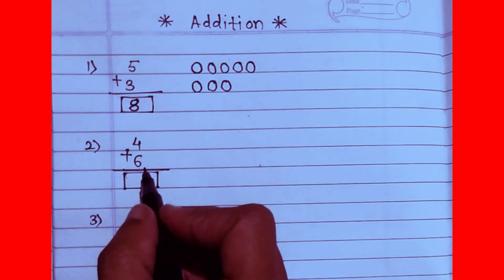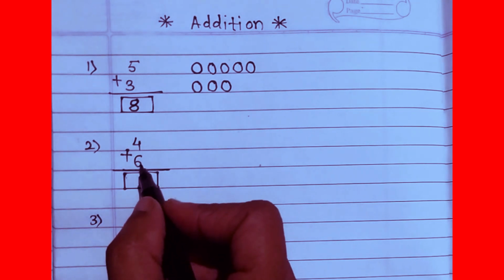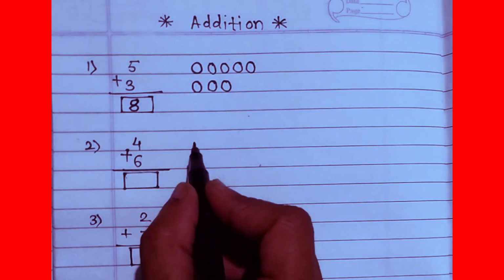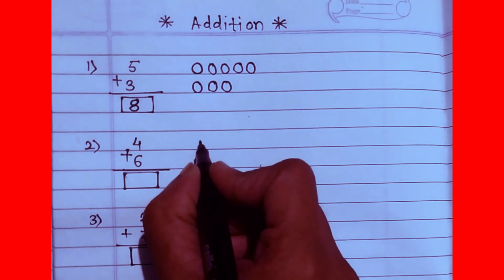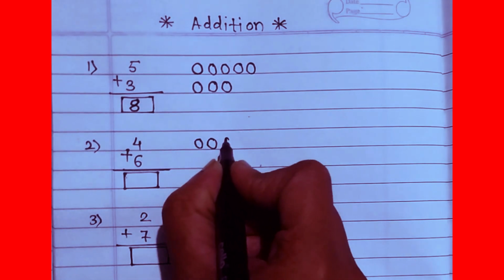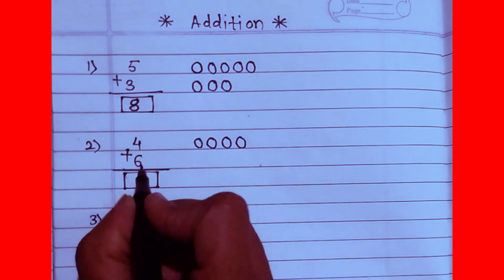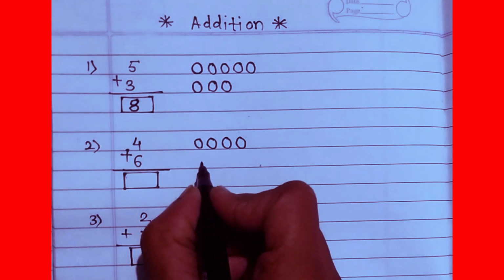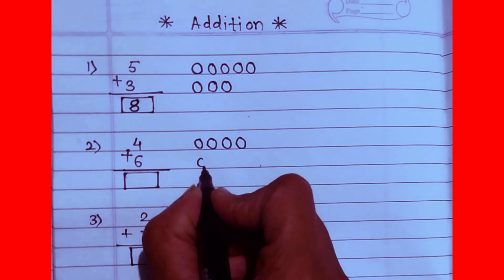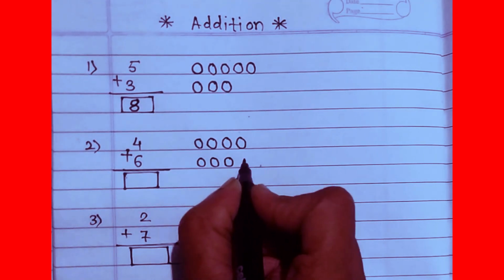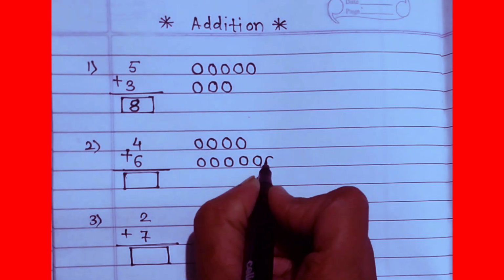Now second example, 4 plus 6. Now in front of 4 you draw 4 beds. 1, 2, 3, 4 and in front of 6 you have to draw 6 beds. 1, 2, 3, 4, 5, 6.